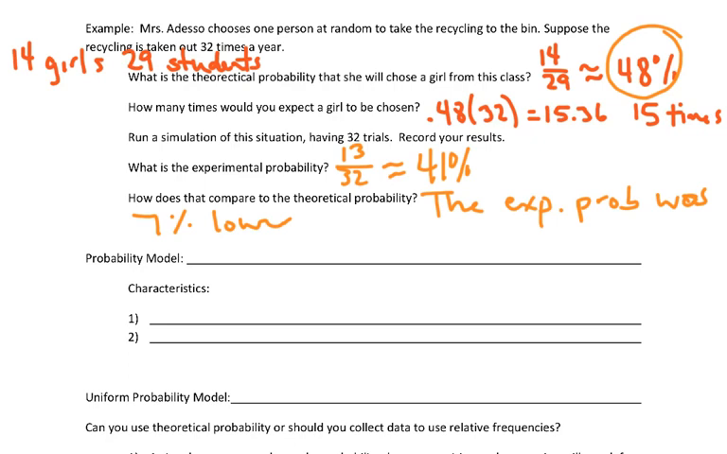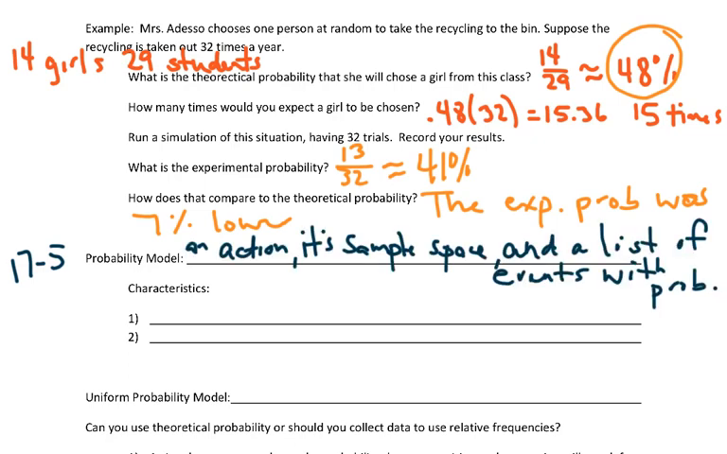All right, now we are moving on to the next section, which is section 17.5, and it talks about probability models. A probability model is an action, its sample space, and a list of events with their probabilities. So that entire thing would be a probability model. Again, a probability model is an action, its sample space, and a list of the events with their probabilities.